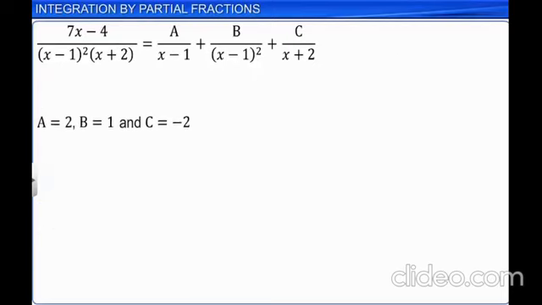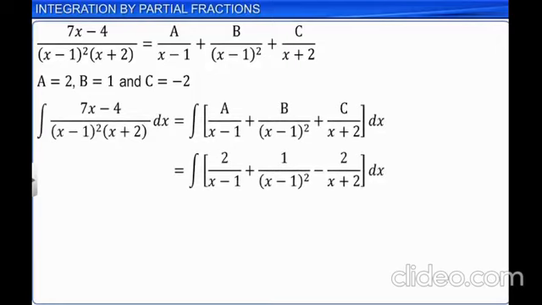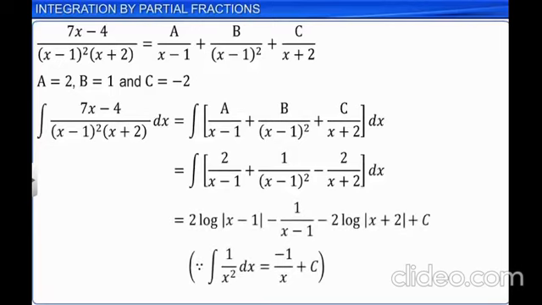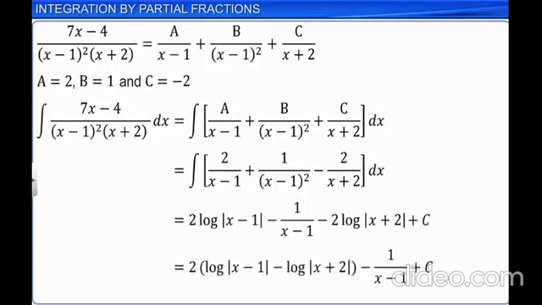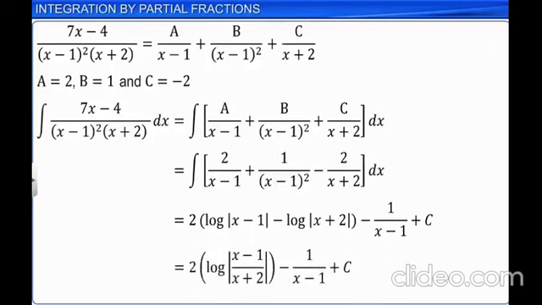Therefore, the given integral in terms of the partial fractions can be written as shown. Now, evaluate each integral on the right-hand side as shown. On simplifying, we get 2 times log mod of (x - 1) upon (x + 2) minus 1 upon (x - 1) plus constant c.